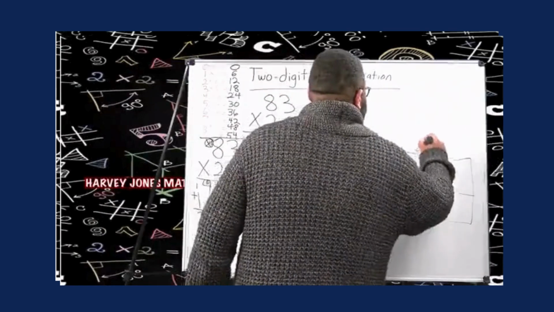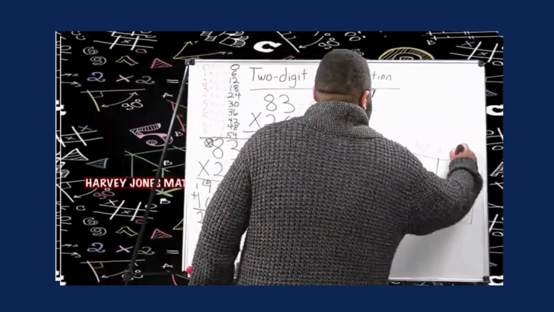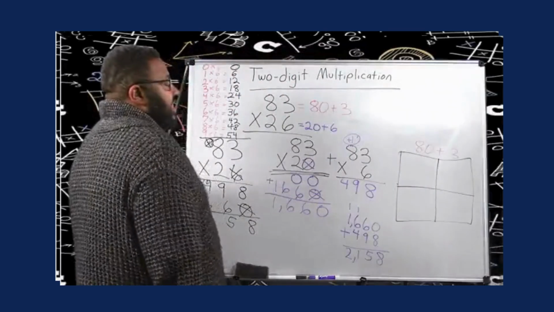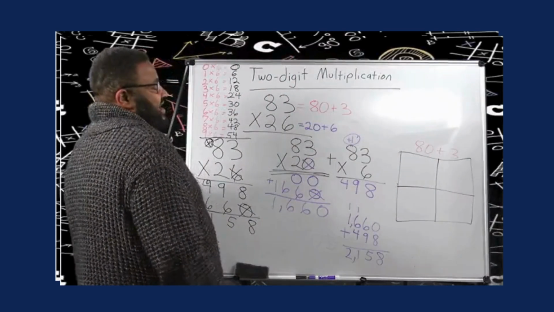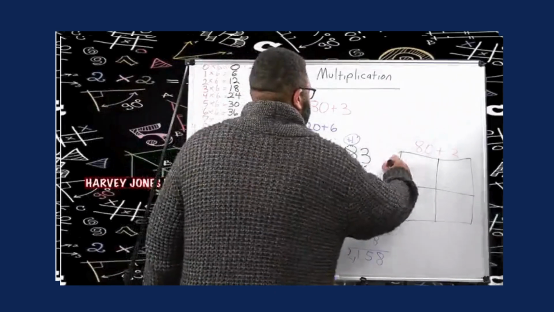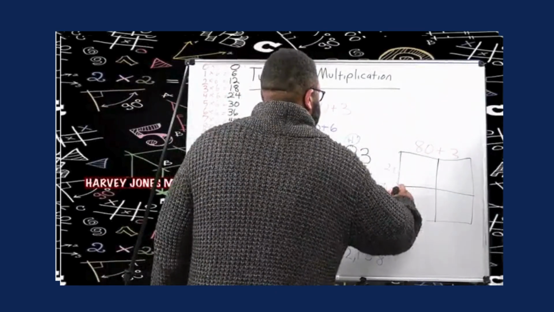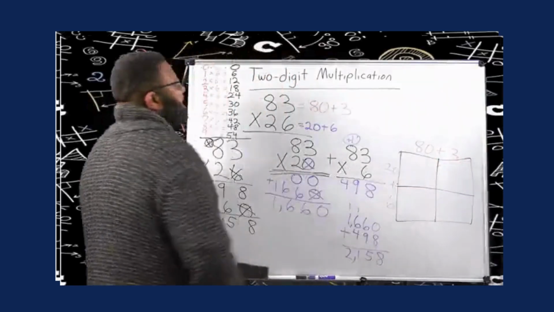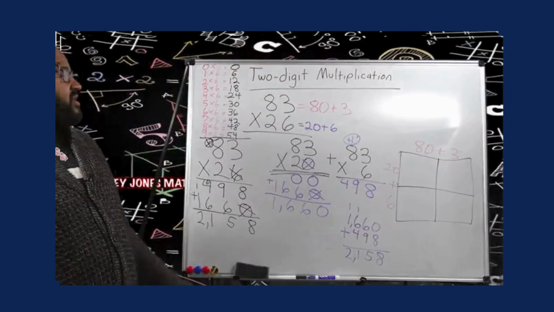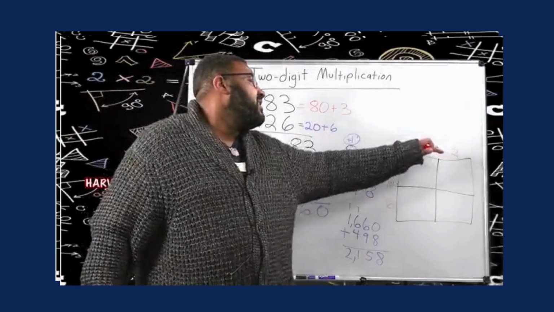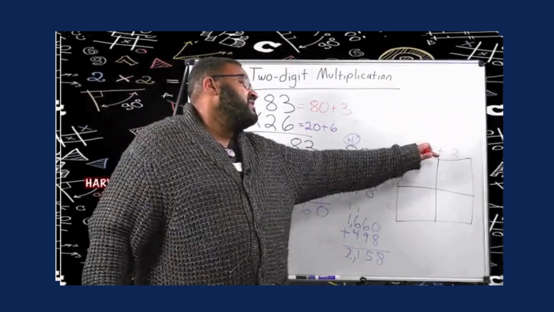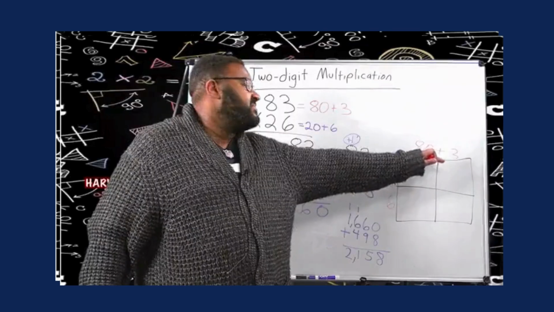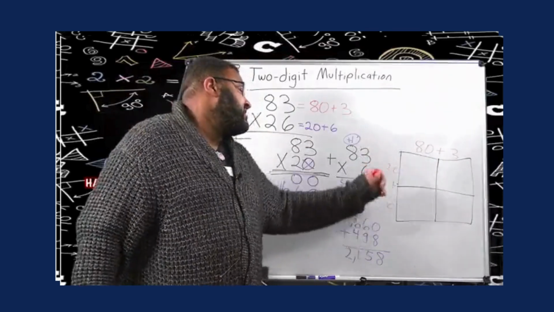80 plus 3. Okay, and I'm going to bring it on this side this time. 20 plus 6. Mr. Jones, last time you put it on the side, it doesn't matter what side you put it on. As long as you have the addition sentence up at the top and an addition sentence going to the side.